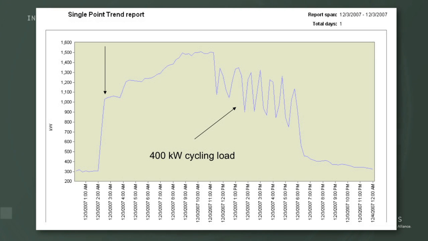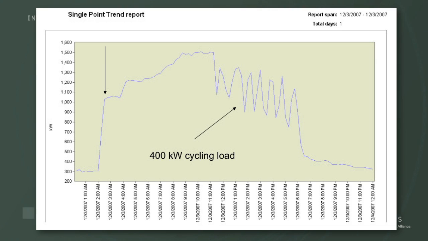Now 2 o'clock in the morning may seem like an odd time for the whole building to start up, so that's the first thing that I would look at on this building and say, should things be starting up at 2 o'clock in the morning? Maybe you have a shift coming in. But if this is an office building, I wouldn't expect to see it start up at 2 o'clock in the morning.